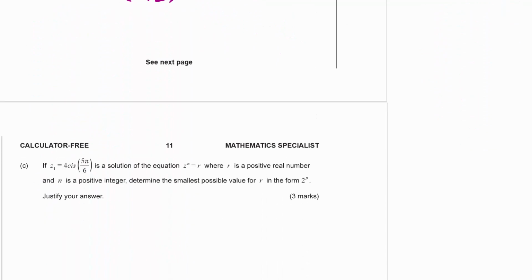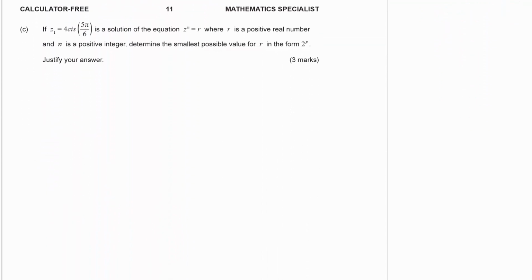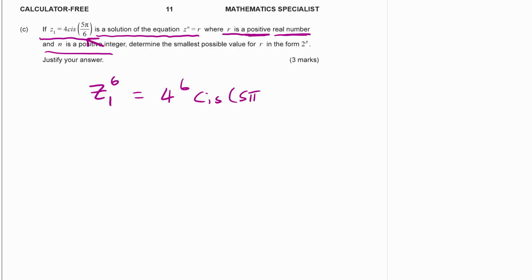Now, Z1 is 4 cis 5 pi by 6. Is a solution of the equation z to the n equals r, where r is a positive real number and n is a positive integer. So if we think about z1 to the 6 to get rid of the denominator here, that would be 4 to the 6 cis 5 pi.